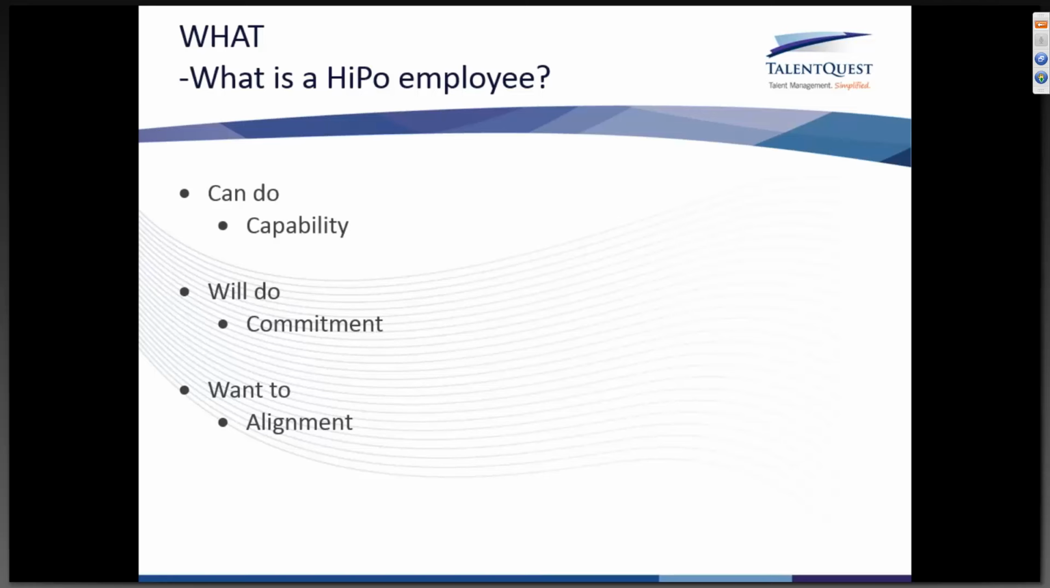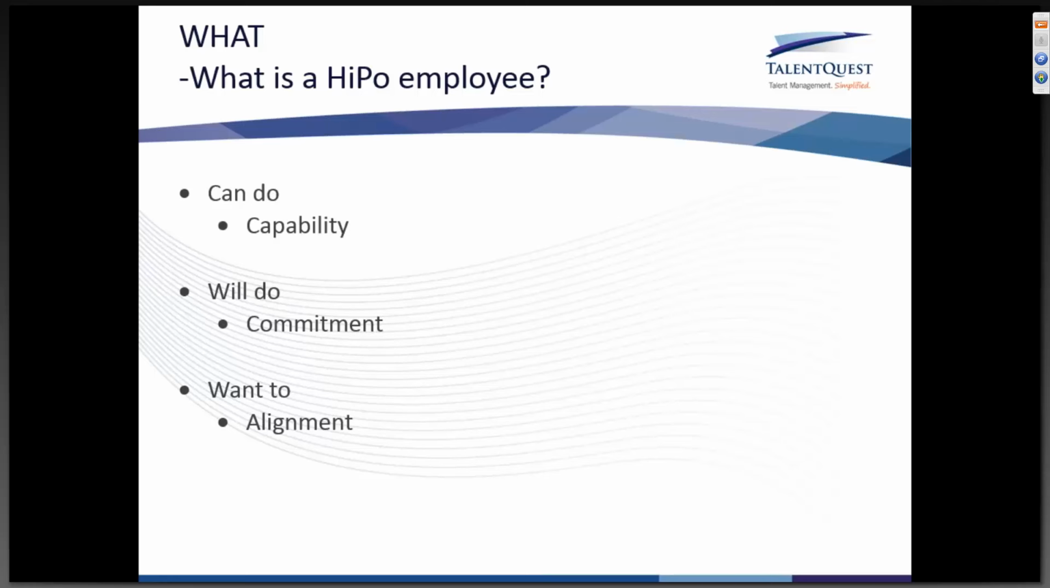The will do or commitment refers to things like passion, an individual's drive or motivation to engage in that activity or role. And then the want to or alignment, which is as straightforward as it seems, connectedness to the strategic mission, an agreement with the vision of the company, and the desire to kind of push forward on that.